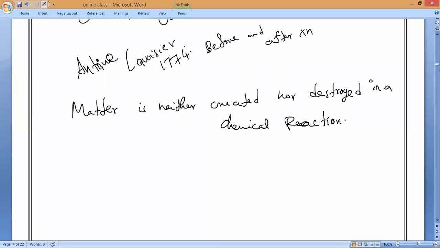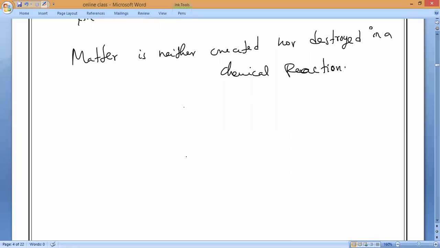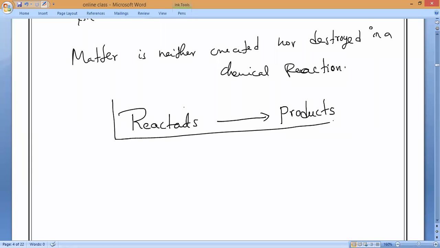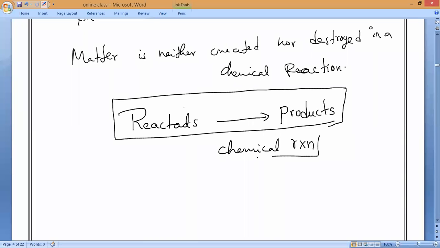In a chemical reaction, basically two things will be there. Chemical reaction means in the form of an equation, you will say two things are present. One is reactants. And after the reaction, what will come? Products will come. So reactants will chemically react and will produce the products. This is what we call a chemical equation or chemical reaction. All of you should remember.